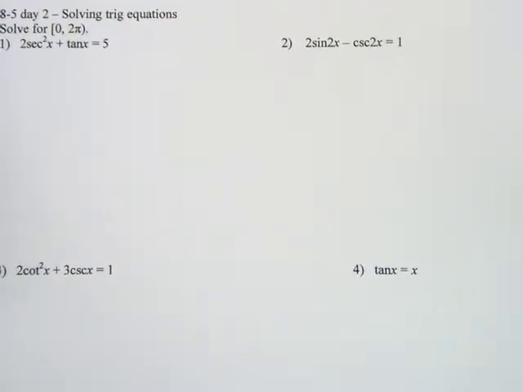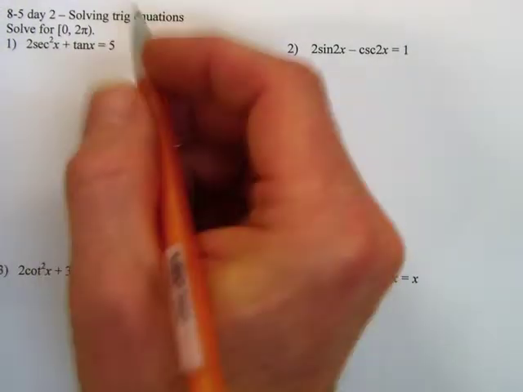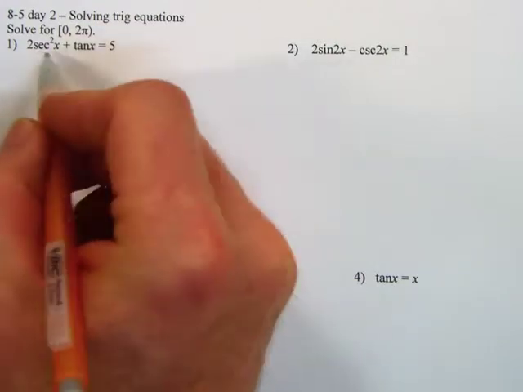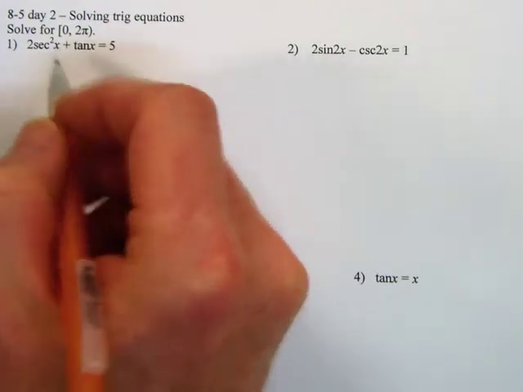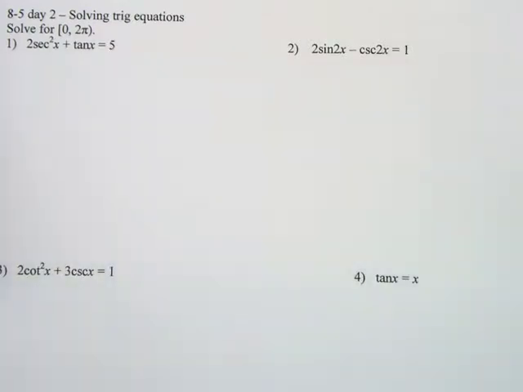All right, now what we're doing is getting into more complicated equations to solve. And let's see what happens here. This one's not too bad. I see that I have a secant squared and tangent, so just like the last lesson, I need to have the same trig function when I'm looking at this because one's a quadratic, so we have a quadratic form here. That's what we should be thinking.